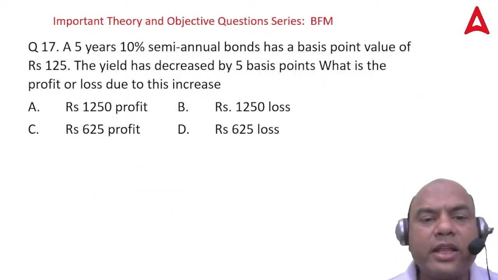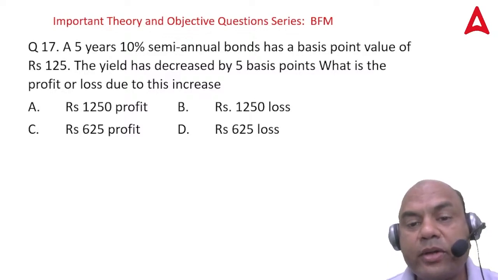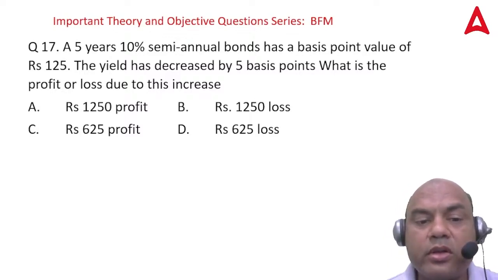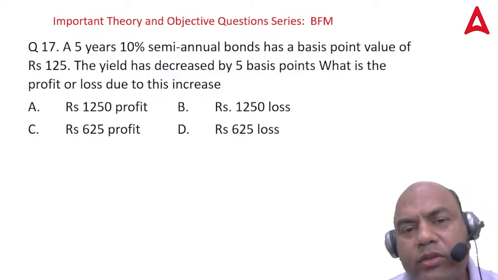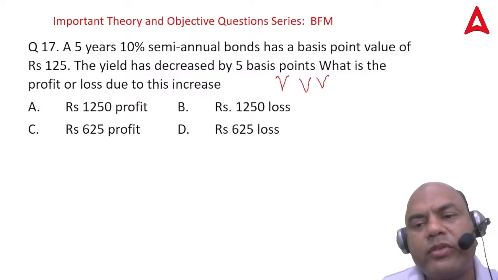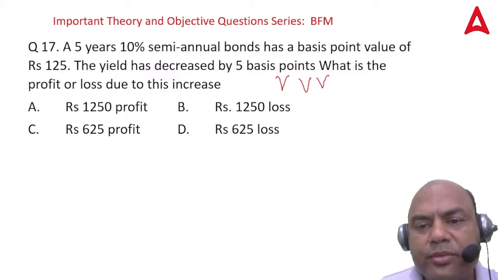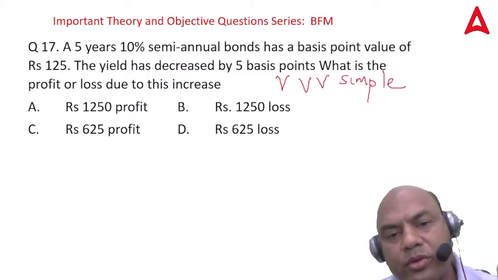A 5-year 10% semi-annual bond has a basis point value of 125. The yield has decreased by 5 basis points. What is the profit or loss due to this change? Now, very simple. Let me write it. But you must know it. Only then it is simple. Otherwise, if you don't know, you can't solve it.